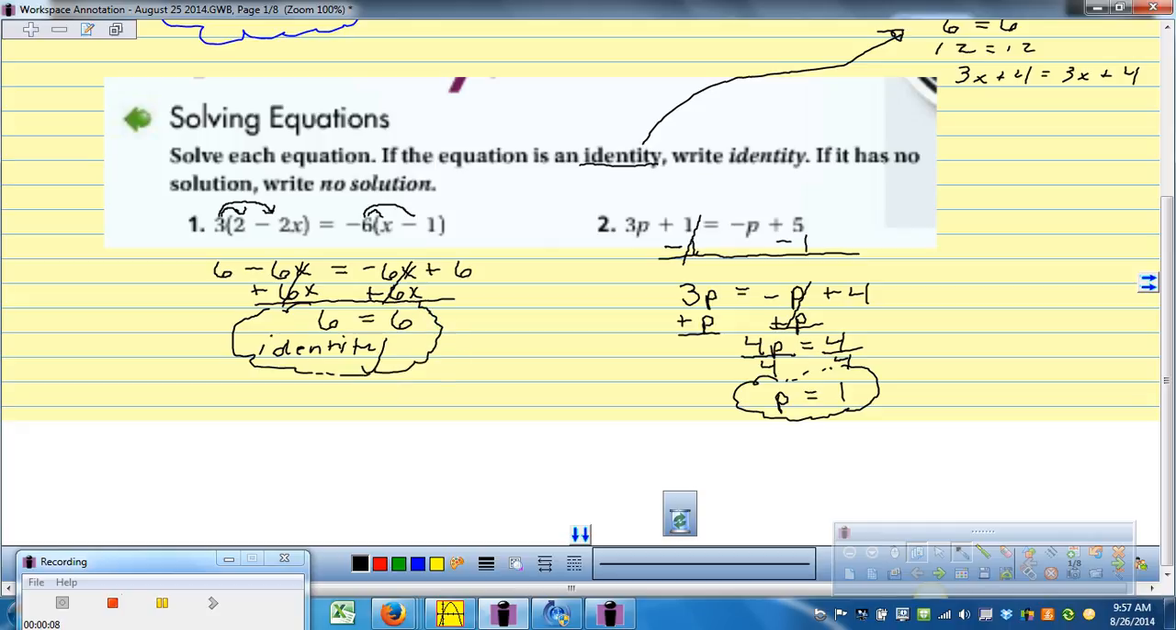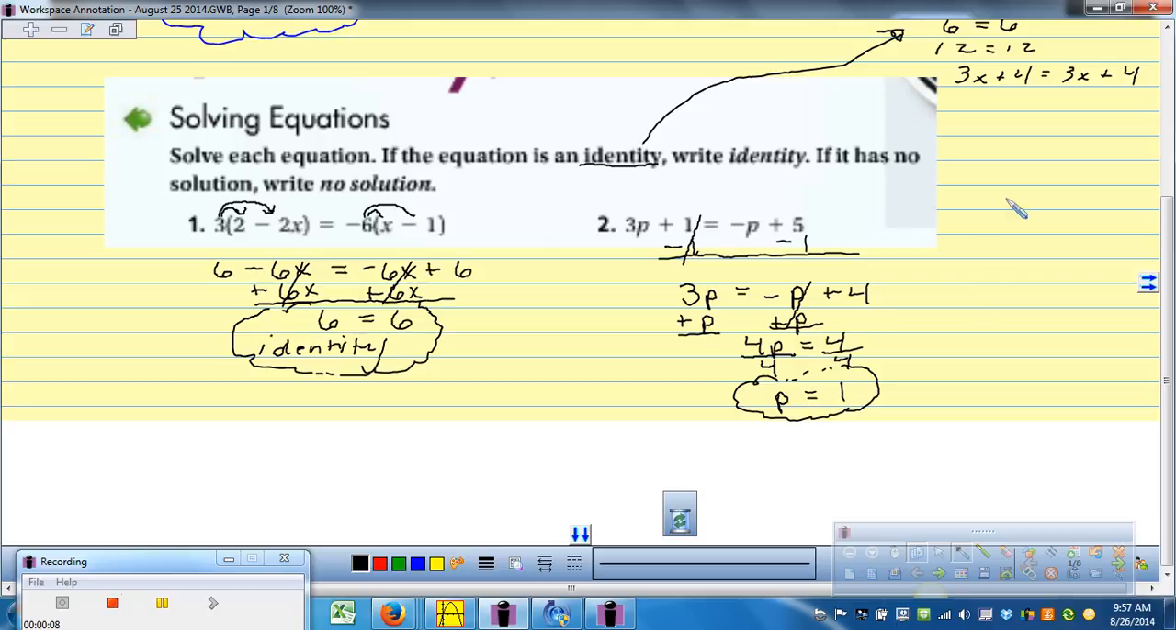Okay? Milan? So, but it says, so that's not identity nor it has no solution. So would you just say that's the solution? Well, it says solve each equation. If the equation is an identity, write identity, which is what we did here. If it has no solution, write no solution. So in this case, it has a solution, and it is p equals 1.